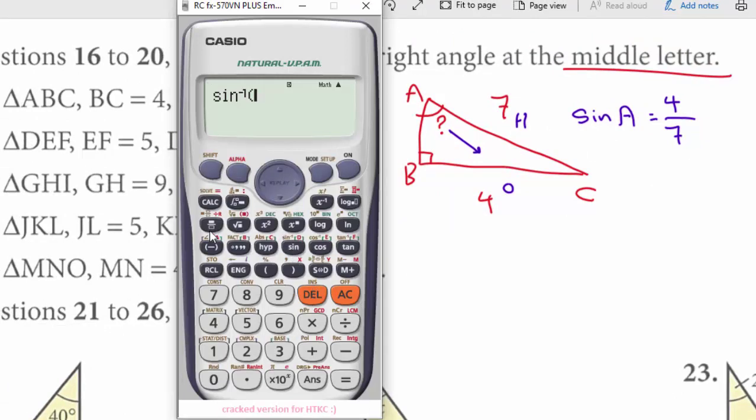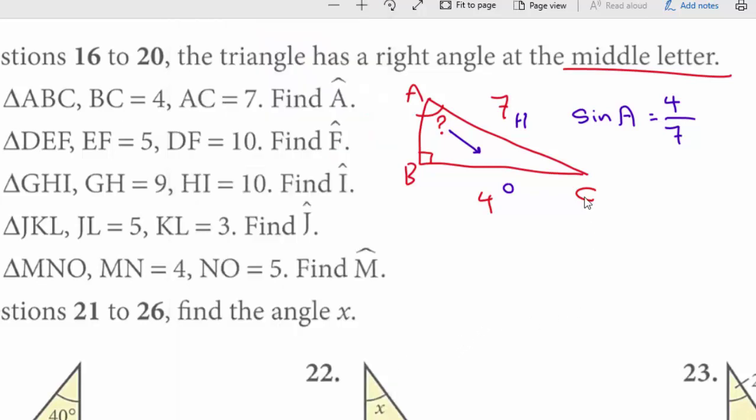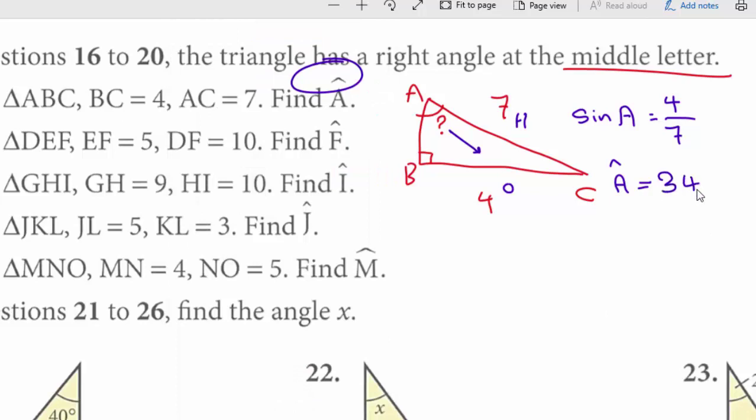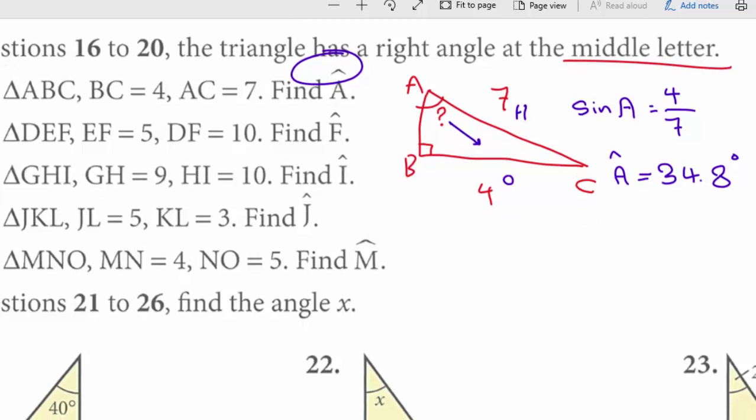Sine inverse of 4/7 is 34.84. So angle A, this symbol means angle as it's here. Angle A is 34.8 degrees. Similarly, you can do all the rest.